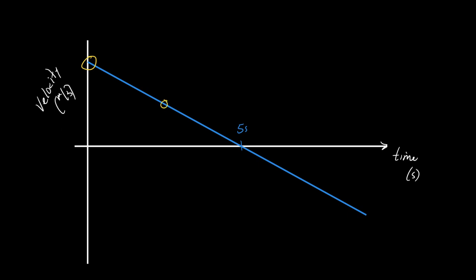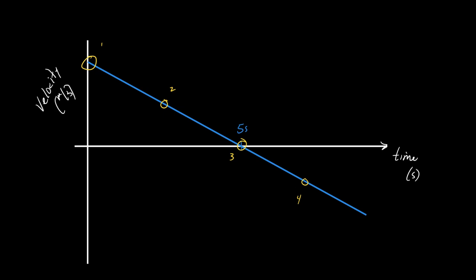Is the object's speed faster or slower at point 2 compared with point 1? Slower. So did it speed up or slow down between point 1 and point 2? Slowed down. In fact, at point 3, what's its velocity? 0. So I think we could say pretty clearly that it's slowing down. Is it still slowing down at point 4? Whoa. What do you mean?